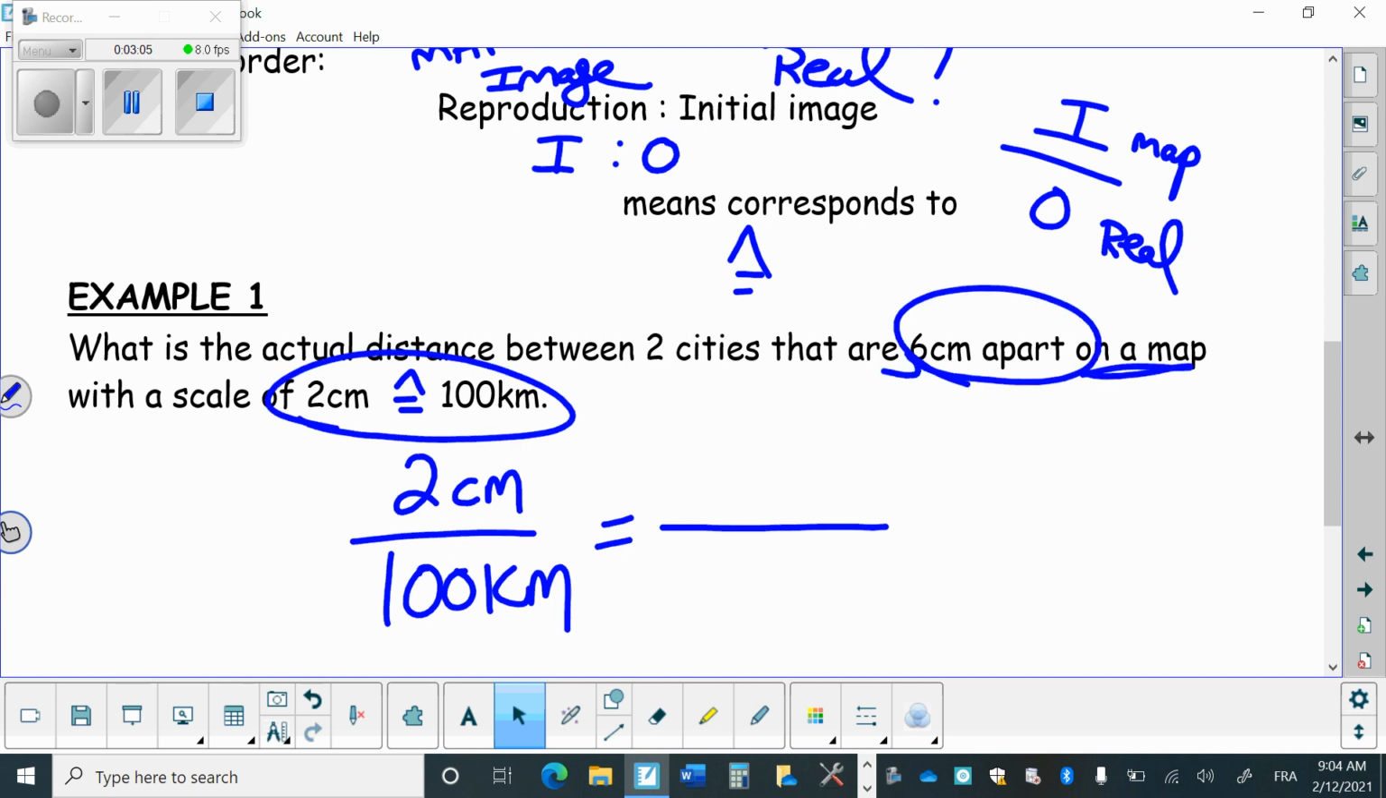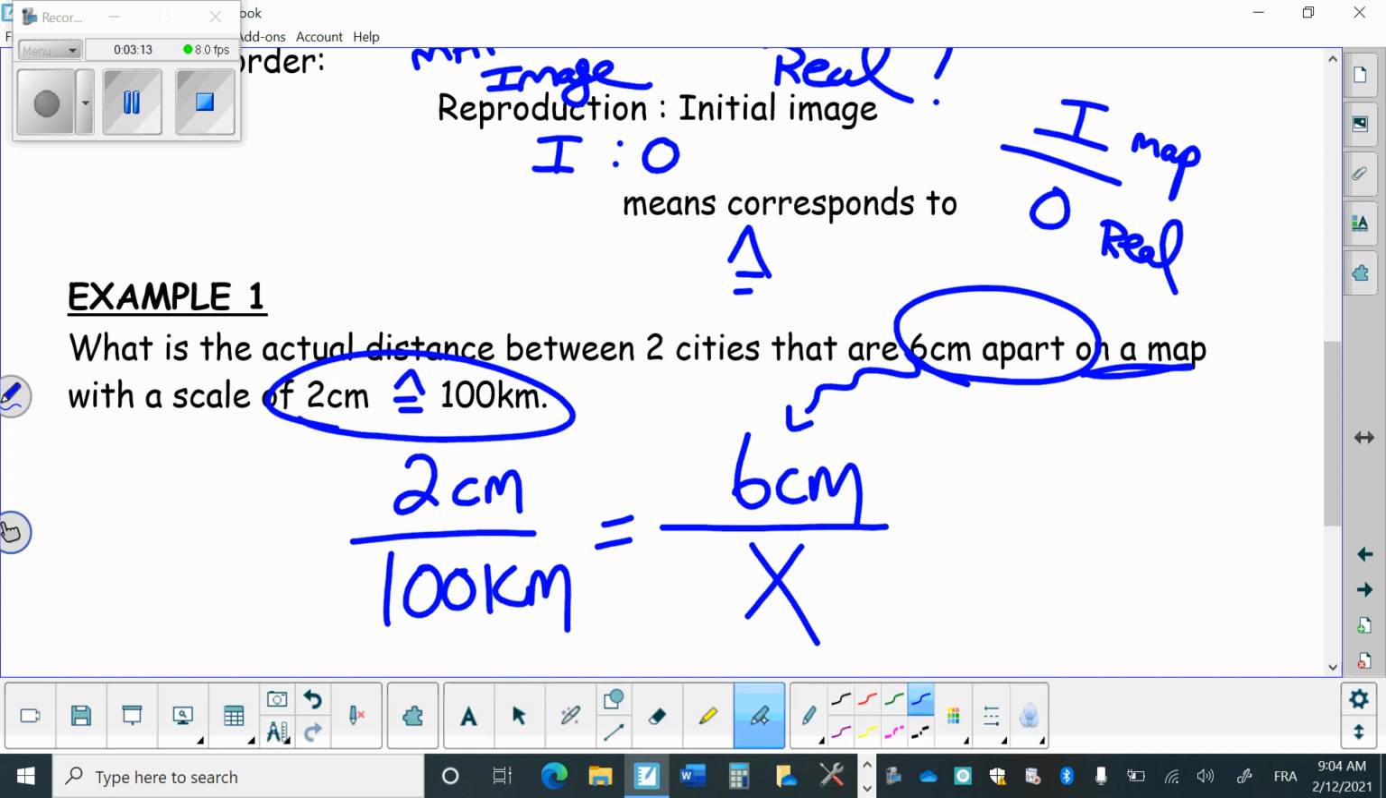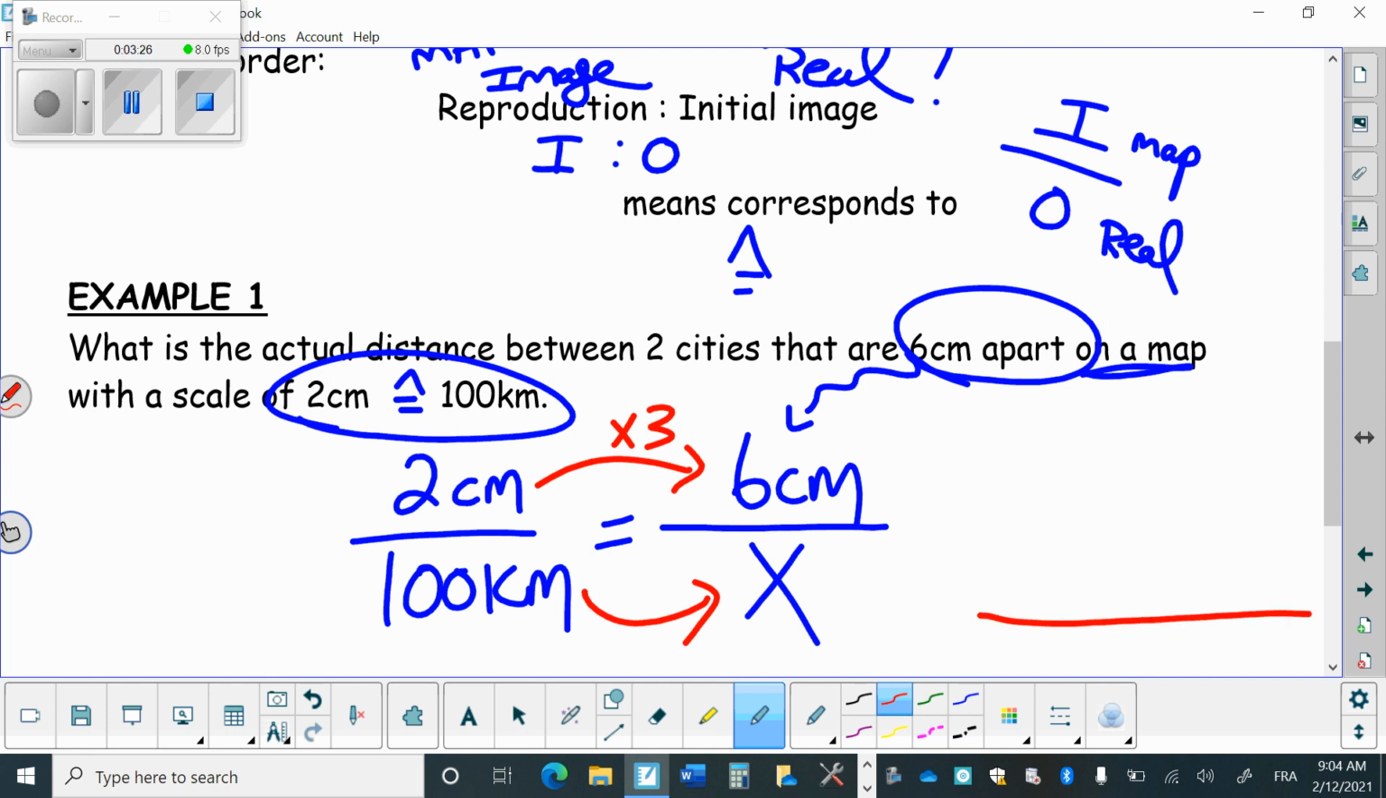map. Well, my 2 centimeters, my map, my image, my photocopy goes on top. We were so used to that from proportion chapter, cross, multiply, and divide. Now, this one's obviously an easy one because it's a nice, easy ×3 scale factor, also ×3 scale factor. If you want, you could do it that way, or you can definitely do cross, multiply, and divide to get your final answer there of 300 kilometers.